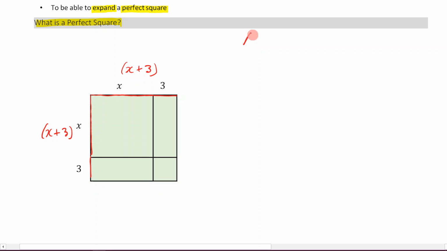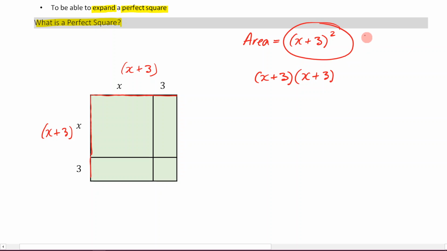If I wanted to write down the area of this square, I would go x plus 3 times x plus 3. So in a sense, I'm going x plus 3 times itself. The best way to write that is like this: x plus 3 squared. Now let's just take a step back. Why am I writing it like that? Because I know it's simply x plus 3 times x plus 3. So this represents my length, this represents my width. So this is a perfect square, and this is what a perfect square looks like, x plus 3 squared. So when you see something like this, you think to yourself, that is a perfect square.